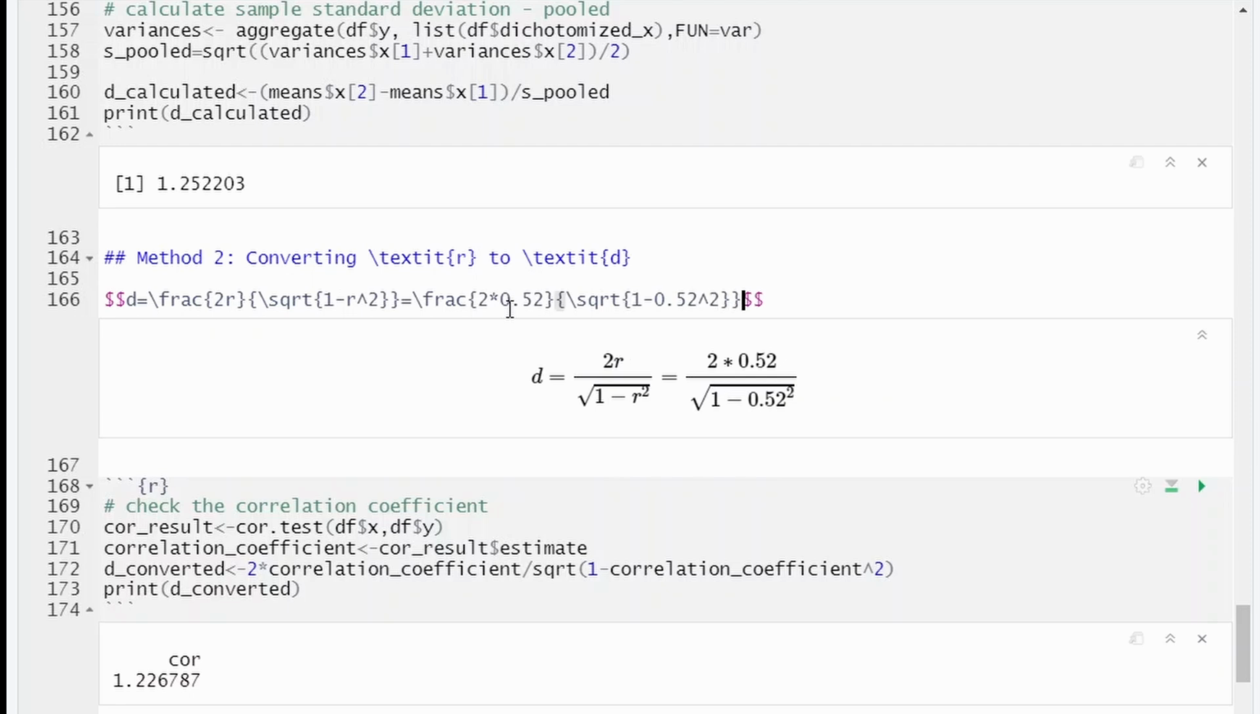So the basic idea is that we should expect to get 1.2. Based on the correlation coefficient, you can also convert it to Cohen's d, which is 1.2. So the R code here just writes out this calculation process. But you can also do some manual calculation if you want. You get 1.23, 1.2, so 1.2. So I think that's it.